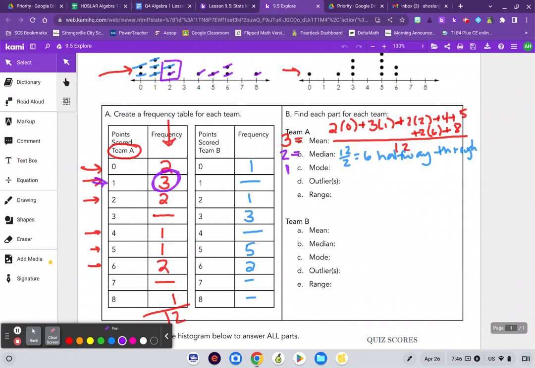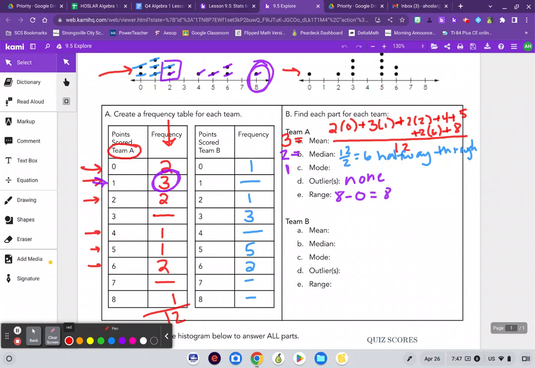I would say that there are no outliers here. There are no pieces of data that are really different than the others. I mean, 8 looks a little different, but it's not that far away from 6, which is not far away from 5 or 4. So I would not consider there to be any outliers. And my range is the maximum minus the minimum, and 8 minus 0 is 8.